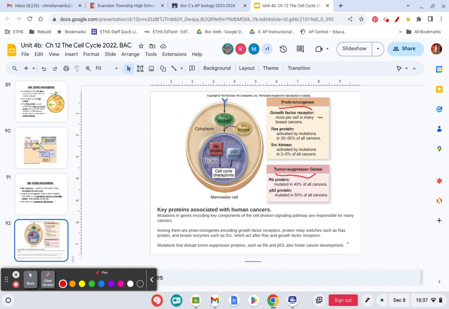Growth factor receptors, RAS protein. So the RAS protein is active, it's mutated in 20 to 30% of cancers. I think a kinase is associated with that RAS protein. And down here, the RB protein is mutated in 40% of all cancers. And this is the big one. The P53 gene is mutated in 50% of all cancers. So these guys have a lot to do with why we get that abnormal cell growth and we get that cancer in the first place.